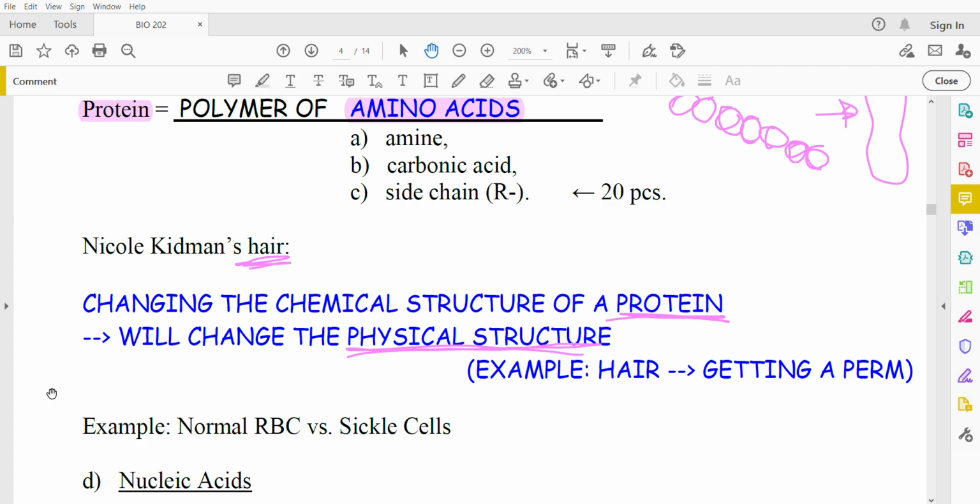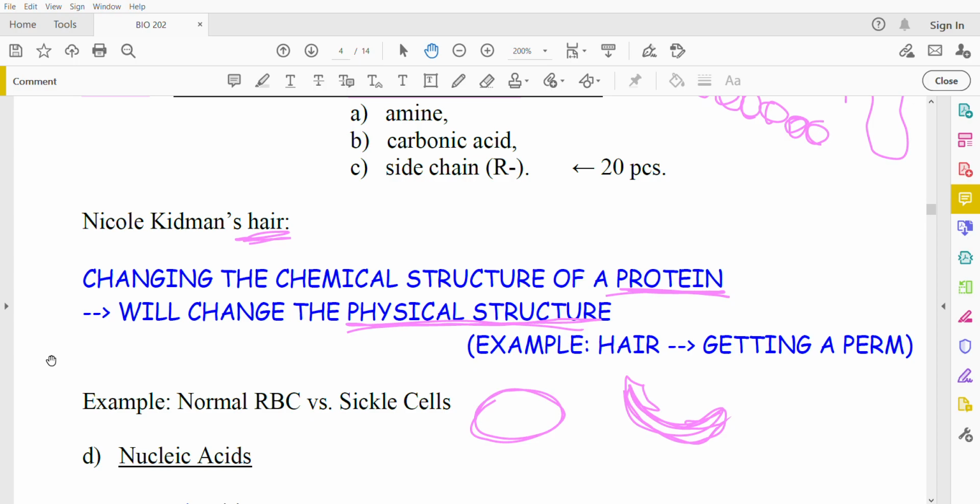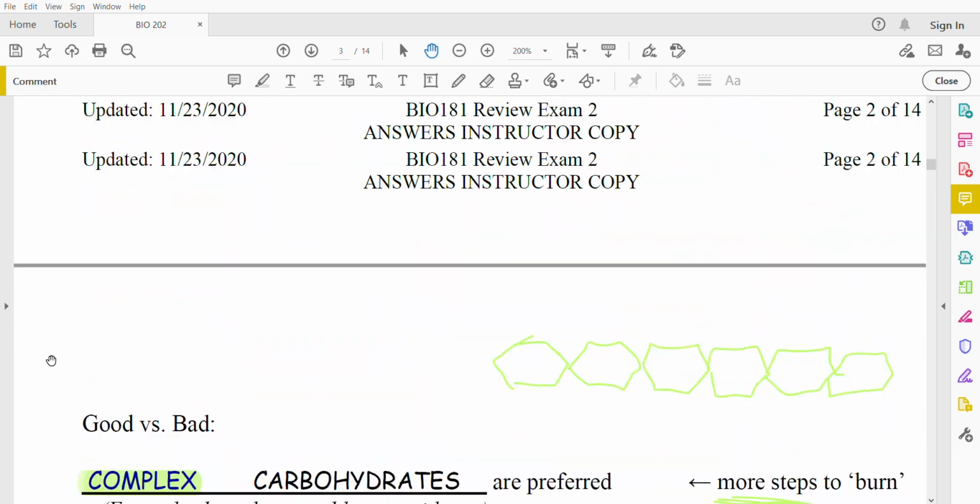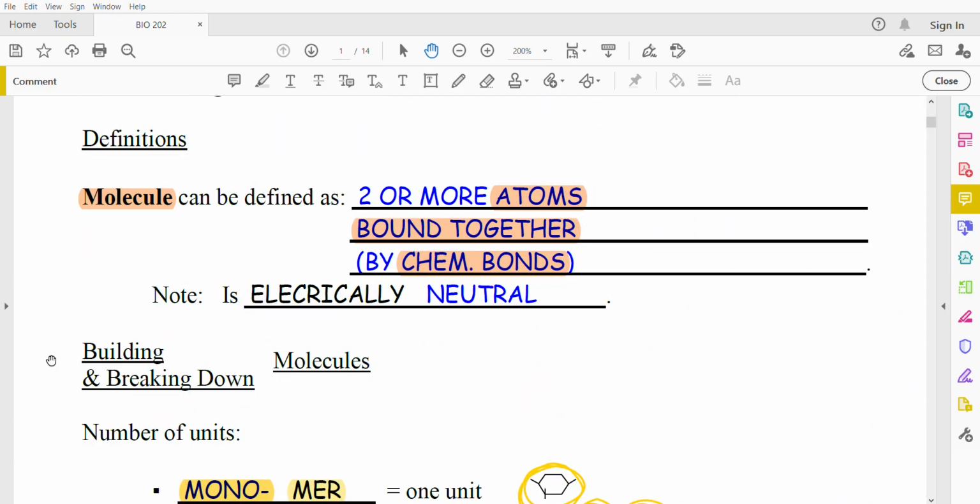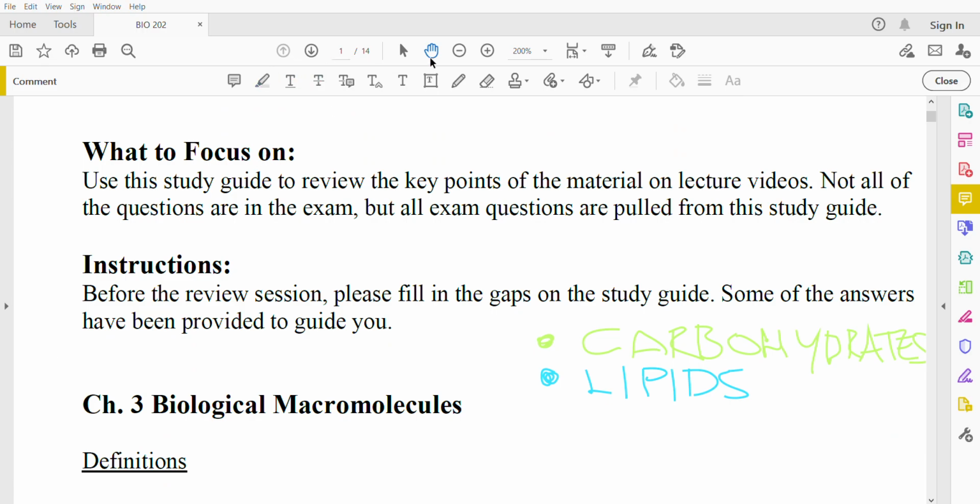Another example that we saw was the normal red blood cell, and then a single base difference that caused a sickle cell to be formed. If you are unfamiliar with that, I think that we covered that at least to a certain extent in our lecture video, so that might be something that you can also look at. So let's add proteins to our list of the macromolecules that we have covered.